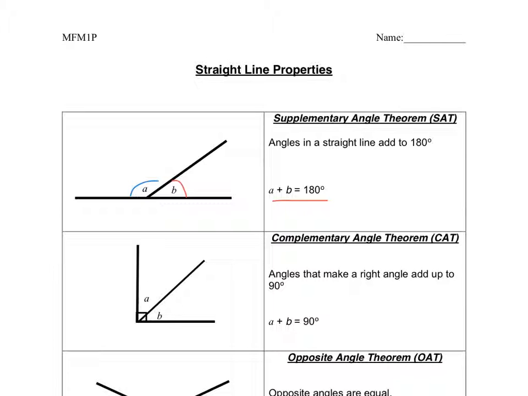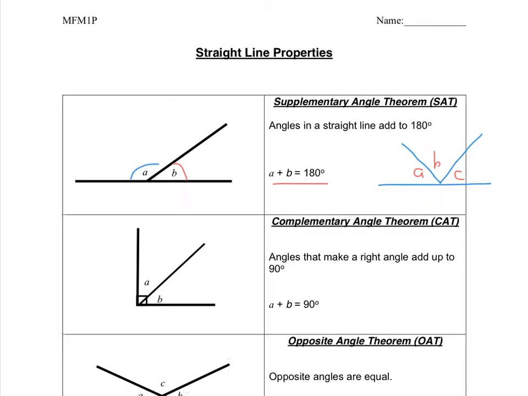We could also split up a straight line into three different angles. So here it would be angle A, angle B, and angle C. These three angles, A, B, and C, would add to 180 degrees.